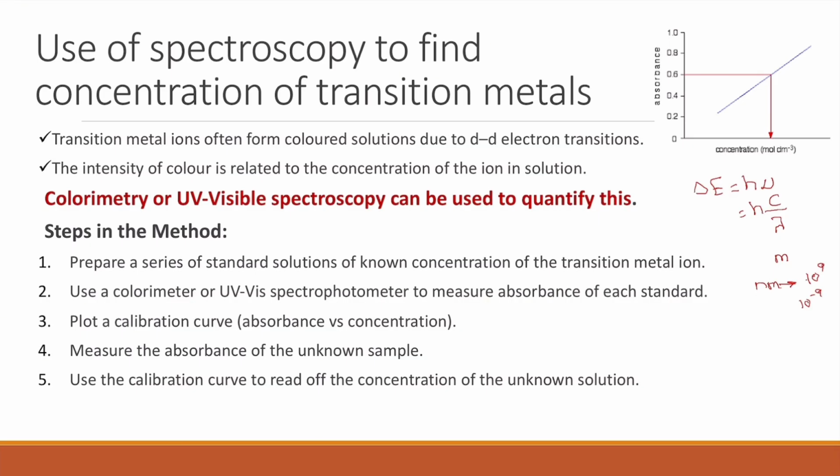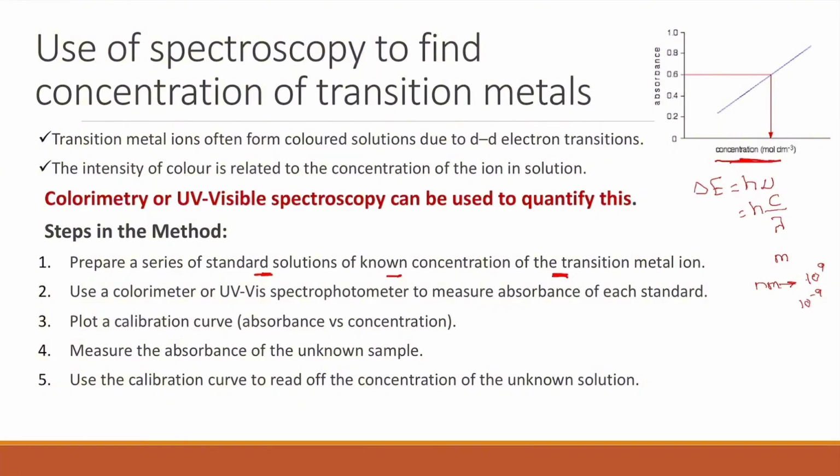The steps are, first of all, you need to prepare a series of standard solutions of known concentration of the transition metal ion complex. So first prepare different concentrations, and then use visible spectroscopy, or the colorimeter, to measure the absorbance. Absorbance here is how much of the light was absorbed. Measure the absorbance of each concentration, and then plot absorbance versus concentration, and this is called a calibration curve.